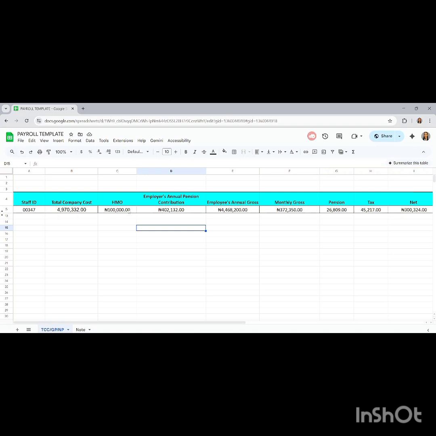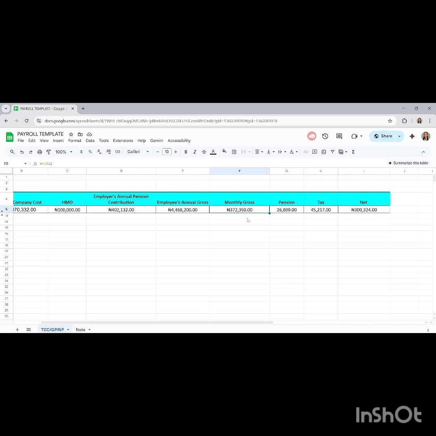So now when this column C and column D is deducted from column B, then we have this. You can see the formula in here. Now this is the employee's annual gross, for the whole year, without any form of deductions. So now let's go to the monthly. This is divided by 12 to get each month. So this is the monthly gross now.